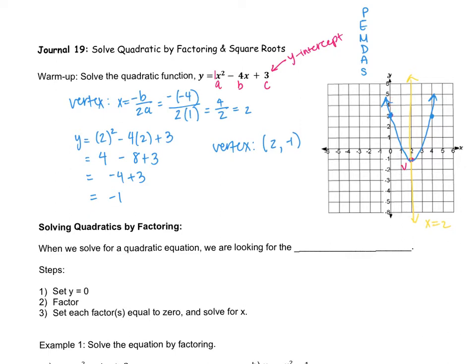Now, what I want to know is the solution to solve for the quadratic. When you're solving for a quadratic, you are finding where it hits the x-axis. So the parabola hits the x-axis at 1 and positive 3. So I have two solutions. So my solutions are at 1 and positive 3.